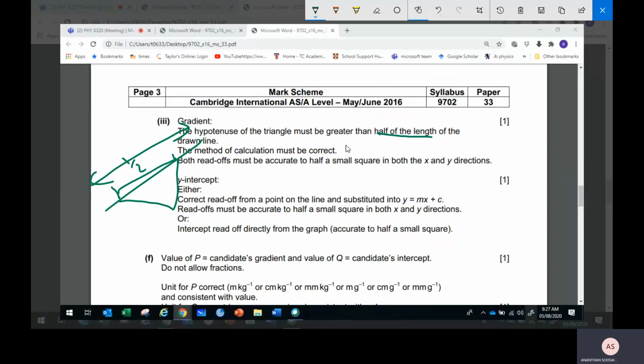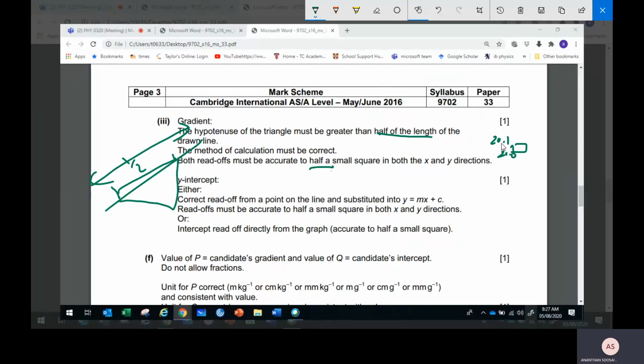The method of calculating must be correct. Both read off must be accurate. Half of the small square to be read in both x and y directions. Let's see your small square. Your reading is one is 20.0, another one is 20.1. So the data you can read is up to half of the smaller scale.